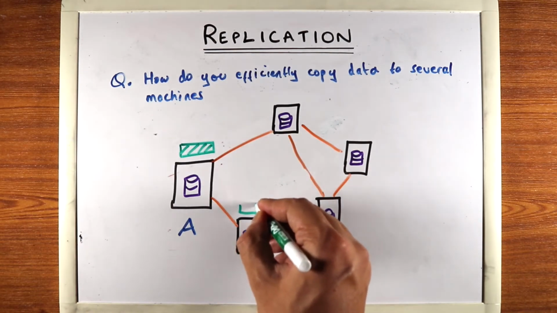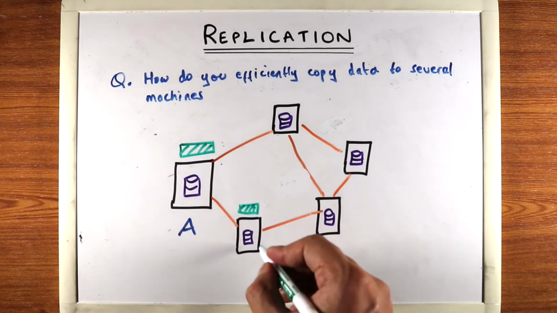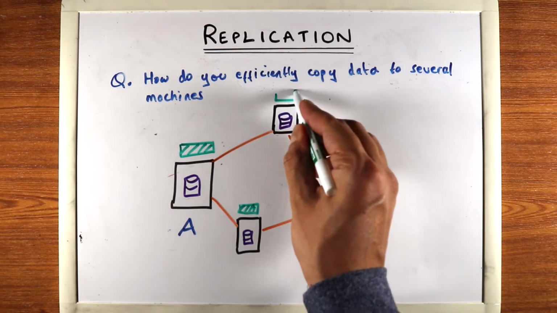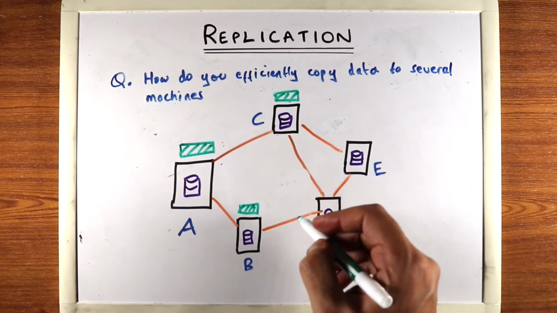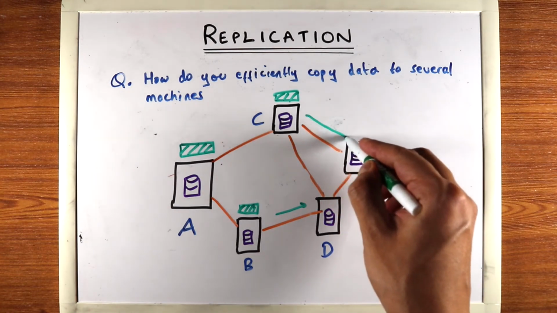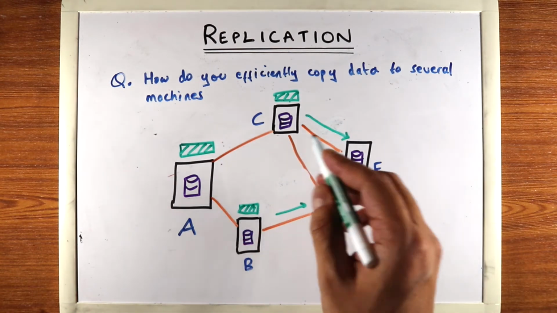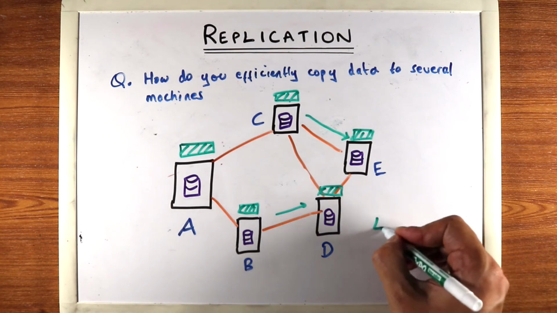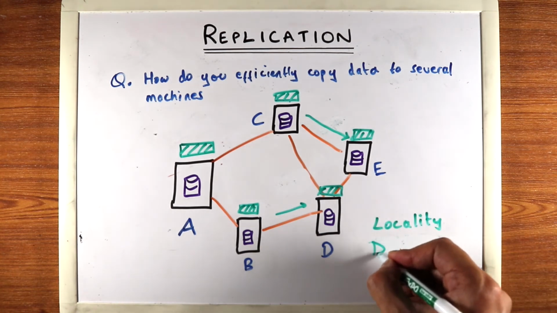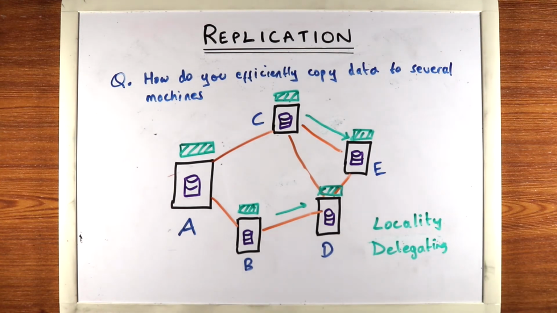So let's say you copy this data to the closest machine and give this machine an instruction to copy to its own closest machine. And you do the same thing with this machine here. So at this point, machine B will start copying this data to machine D, while machine C will start copying this data to machine E. A's work here is kind of done. Using locality, which is copying to the closest machine in a data center, and delegating the copying to other machines helps you to really make this faster.